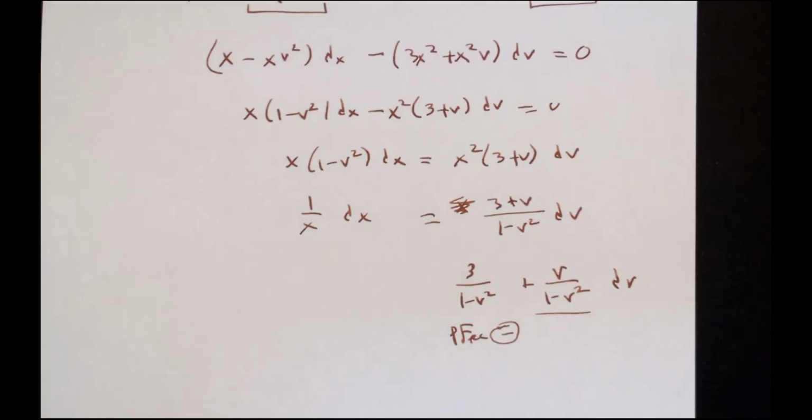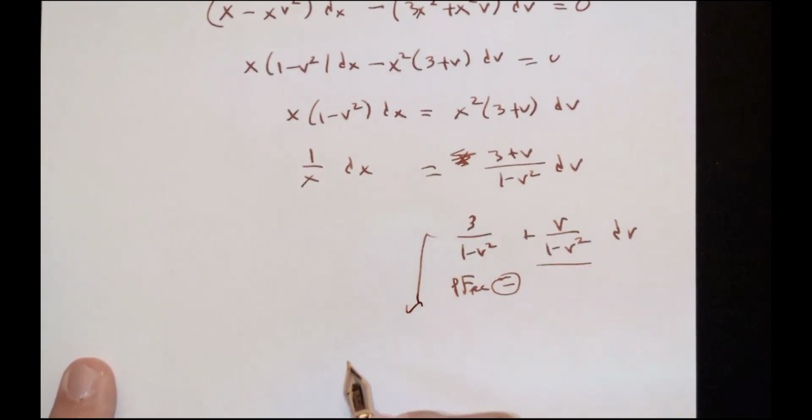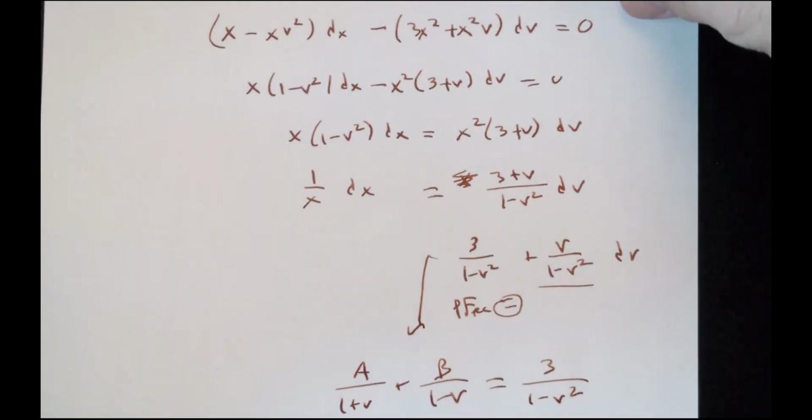How was the partial fraction for that one? 1 minus v squared is 1 plus v times 1 minus v. Let me do this in words. That's a over 1 plus v, plus b over 1 minus v, equals 3 over 1 minus v squared. Find a common denominator and then solve for a and b.